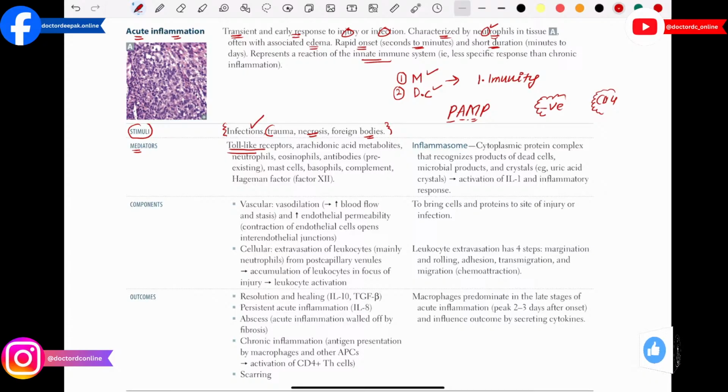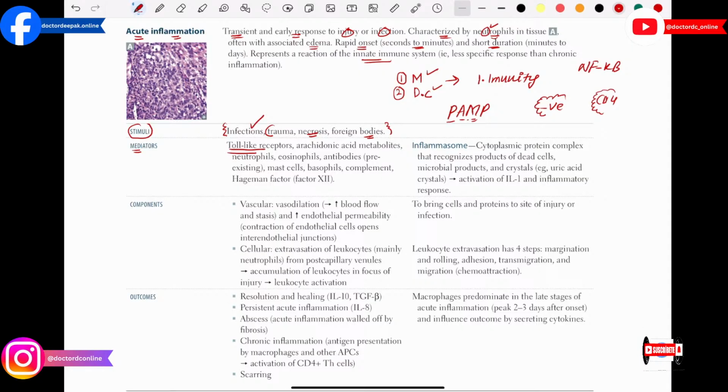So when the macrophage recognizes this pathogen associated molecular pattern, you have to remember, after the pathogen associated molecular pattern is recognized by the macrophages, it will lead to toll-like receptor activation, and that will result in the upregulation of nuclear factor kappa B. So these are the important points you have to remember.